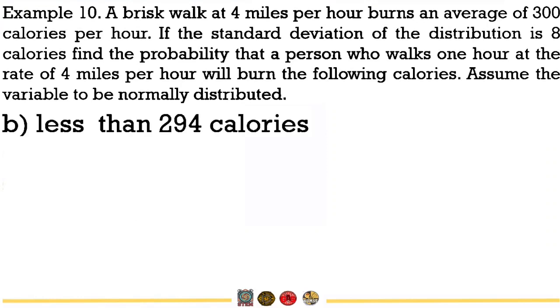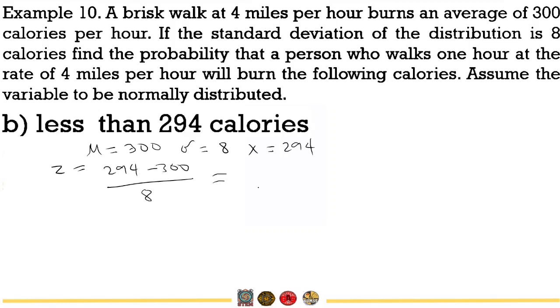Letter B. What is the probability that a person will burn less than 294 calories? Mu is 300. Standard deviation is 8. X is 294. So z is equal to 294 minus 300 divided by 8, negative 0.75. Okay, so if you're going to illustrate that, negative 0.75 is approximately here to the left because less than, so we will shade to the left.